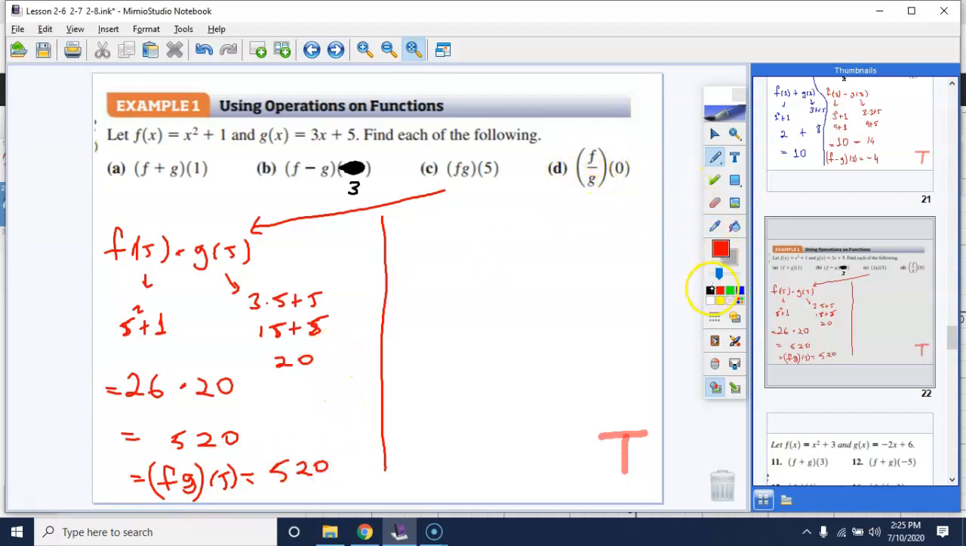What about D? Let's have a look at D. So to do what, I'm gonna follow the same steps. I'm gonna find f of 0, I'm gonna find g of 0, and then I will divide them. f of 0 is what? Take this 0, plug in here. 0 squared plus 1. So this is gone, it is 1. What about g of 0? Plug in here, 3 times 0 plus 5.